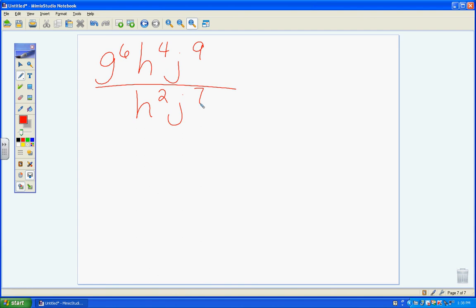How is this one different from the other ones we were doing? Well, there's no G on the bottom. It would have to just say G to the 6th. Because if you think about it in expanded form, if there's 6 G's on the top and none on the bottom, what's going to cancel out? Nothing at all. So we're going to be left with G to the 6.